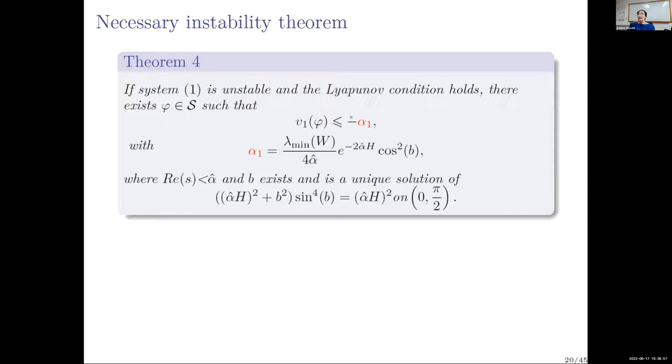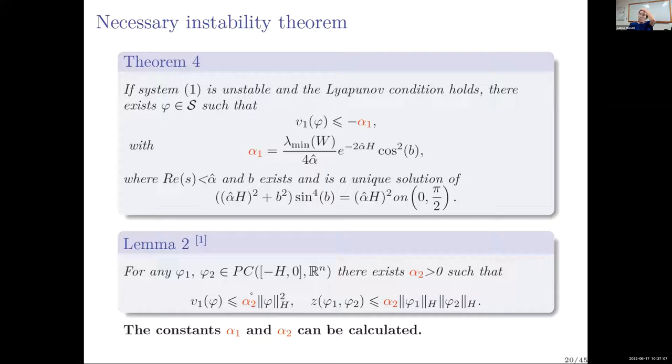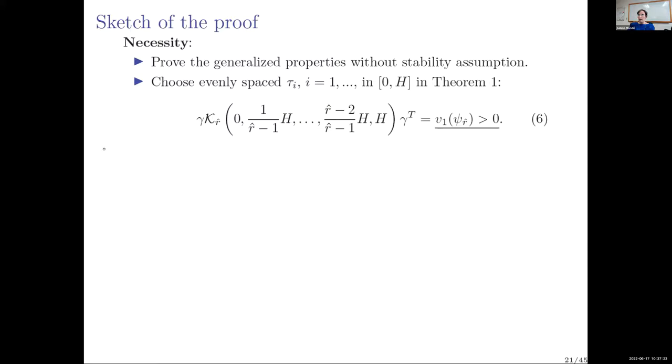Okay, this is important: we can compute all the constants thanks to the set S and thanks to the approximation results. We will also use the upper bound on the functional, which was introduced in Kharitonov's book. Now I'm going to piece everything together. The proof.